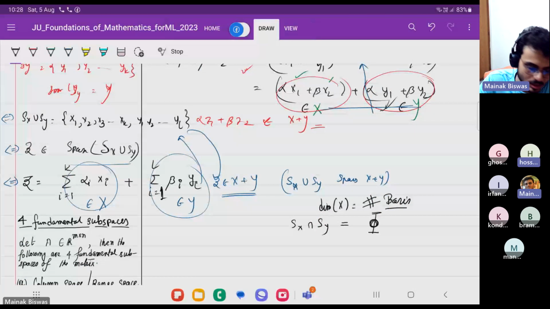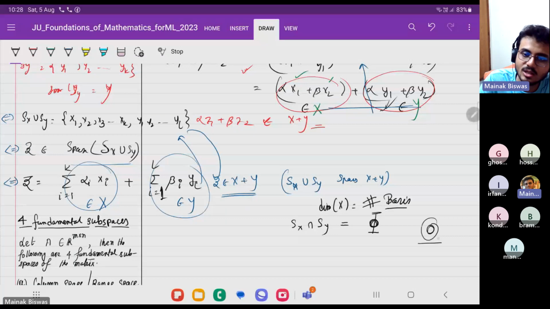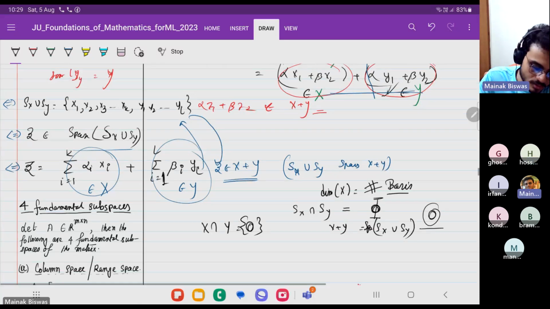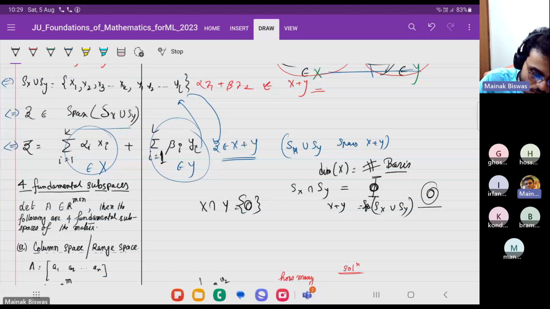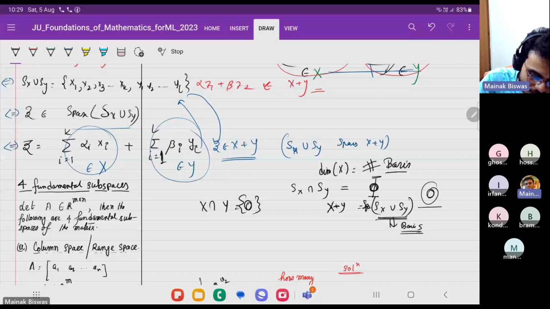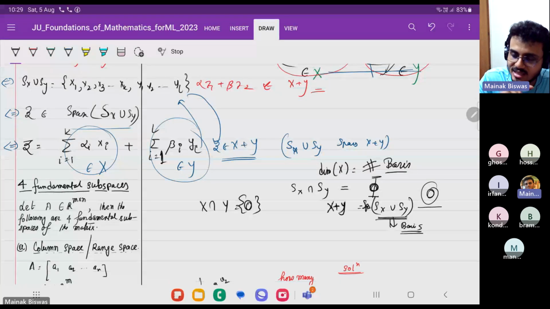They will only contain 0, right? So you're given x intersection y is equal to 0, only the 0 vector. So when will it be? I am telling you, you have to show that x plus y, which is equal to the span of Sx union Sy, do you agree? So Sx union Sy should be a basis. If I can show it is a basis, then I'm done. So x plus y is spanned by Sx union Sy.